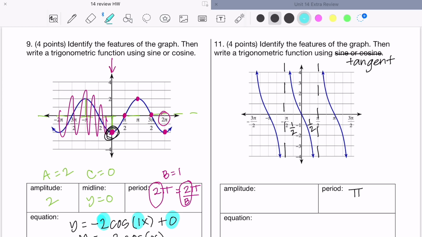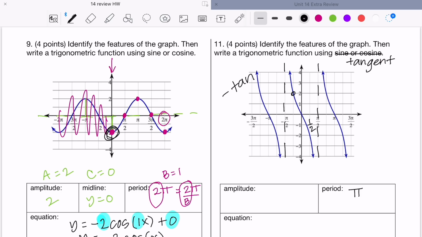And then the other thing that I notice is that tangent usually goes from bottom to top, but this one's going from top to bottom. So that tells me that it's going to be a negative tangent. And then we just need to find the amplitude because there's no vertical shifts in tangent for the scope of this class. So we have to figure out where it's hitting.